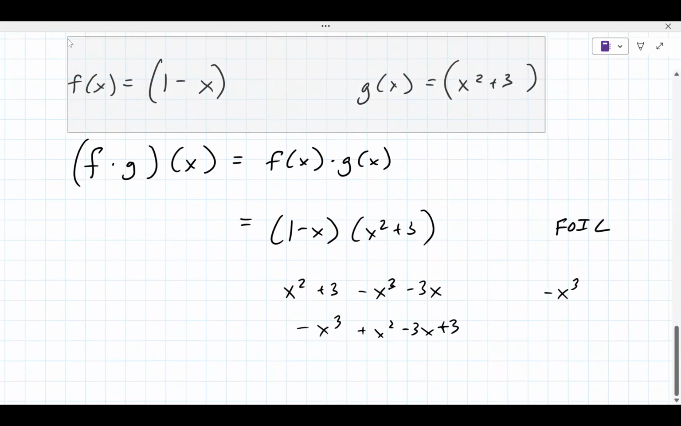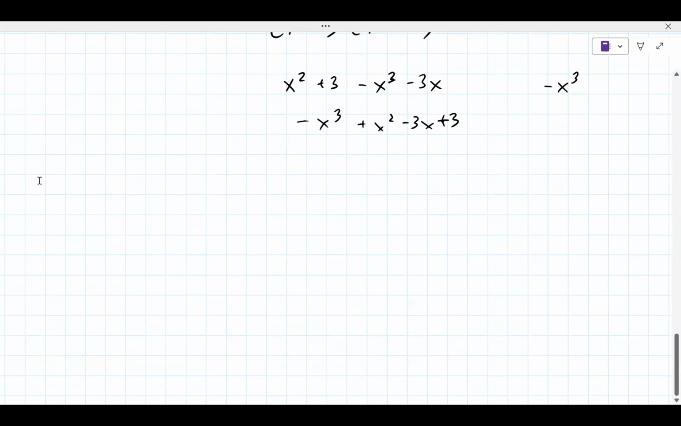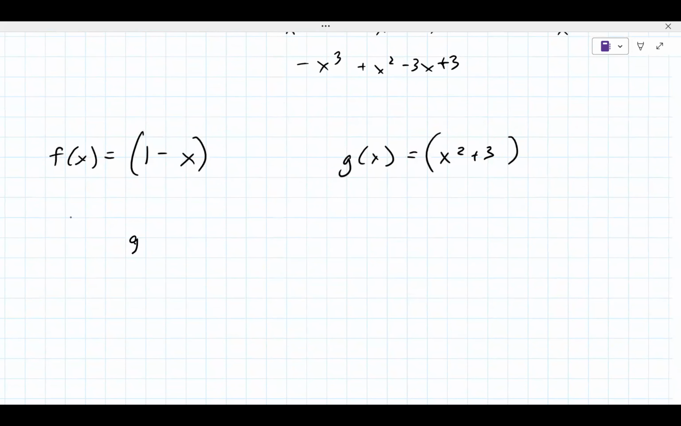And then if I asked you, and because the order could be different anytime, what is g over f of x? You're supposed to know that that's g of x over f of x, which is x squared plus 3 over 1 minus x. So I just put them in that order and that's it. Done.